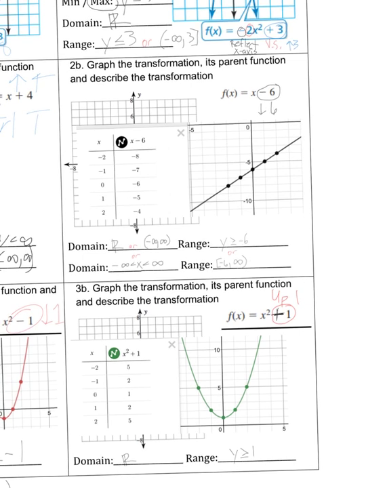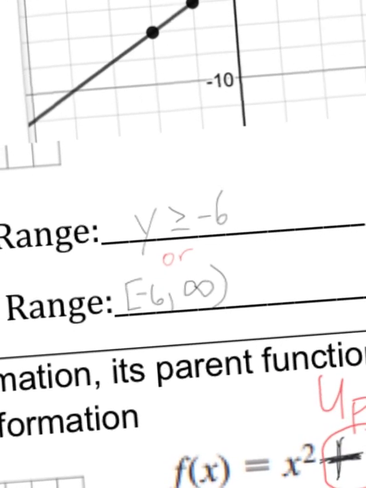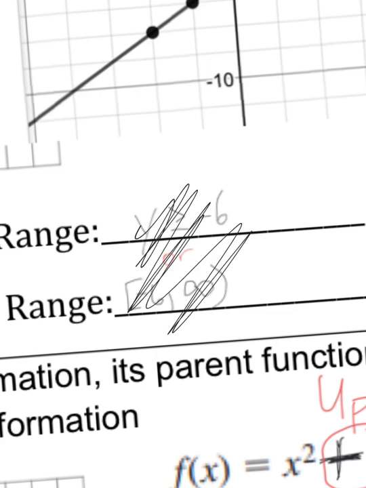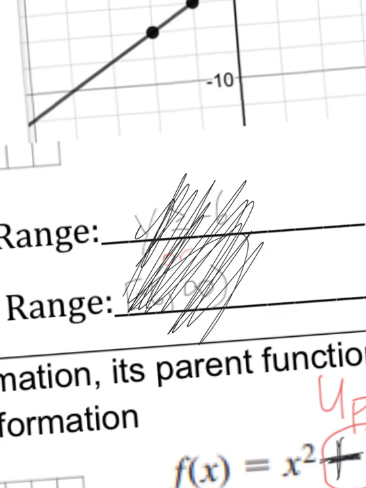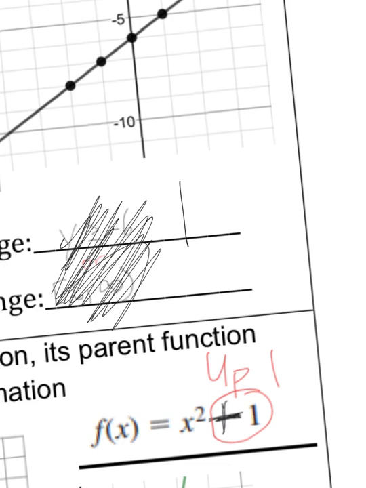Alright, so 2 and 3. Well, 2, it went down 6. That's a transformation. So my range... I wrote my range wrong. I'm just realizing that right now. My range is all real numbers, so don't look at that. The range is all real numbers.